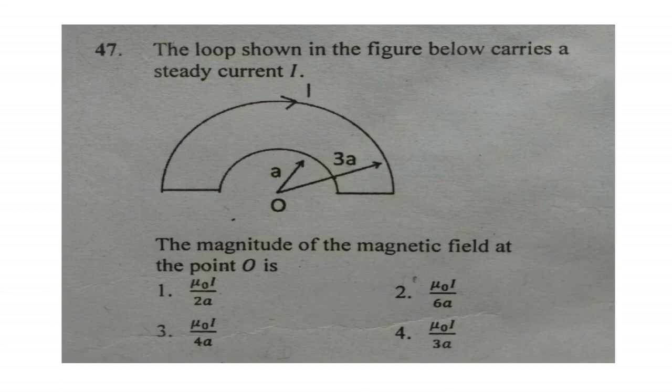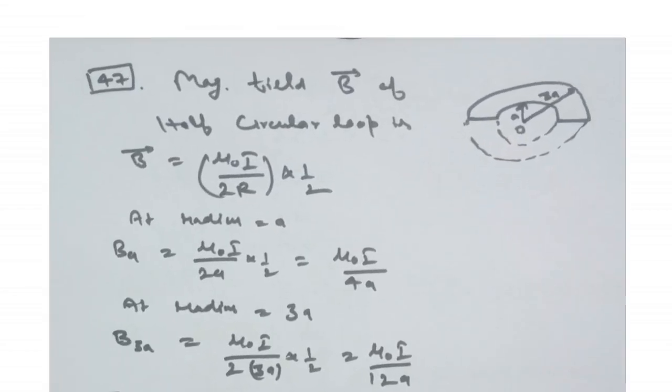So now the first question of this video is, the loop shown in the figure below carries a steady current I. The magnitude of the magnetic field at the point O is. Now here is the solution.